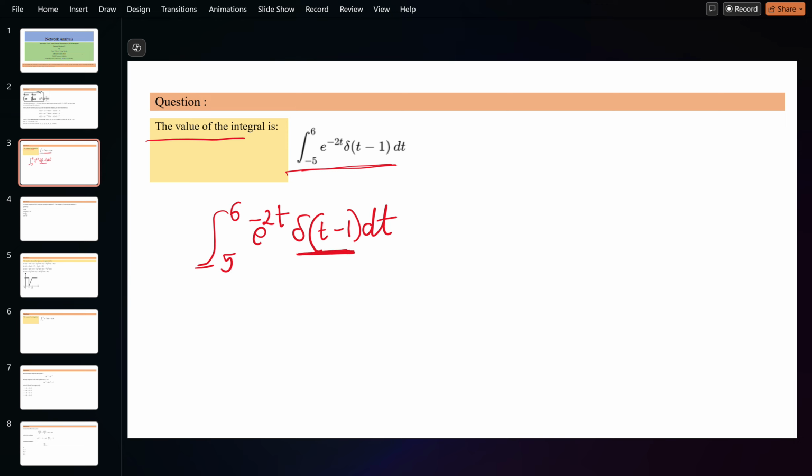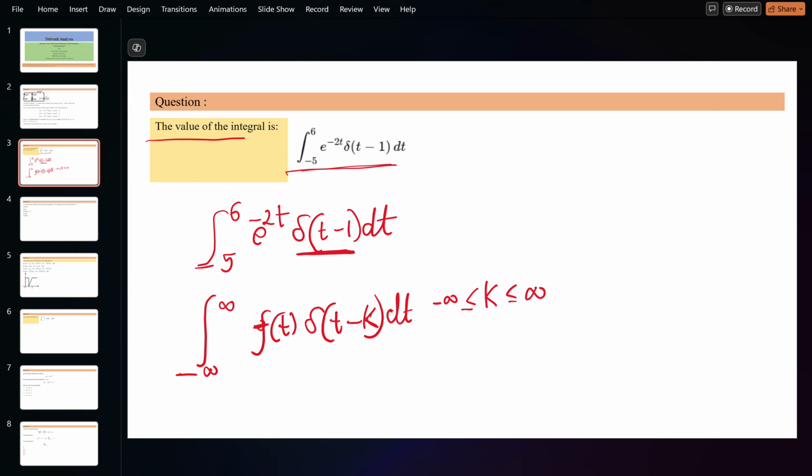There is one theorem: the integral from minus infinity to infinity of any function f(t) times delta of t minus k, dt. If k is lying in between minus infinity to infinity, then the solution will become like this. Just put the value of k in the function. The solution will be f(k).